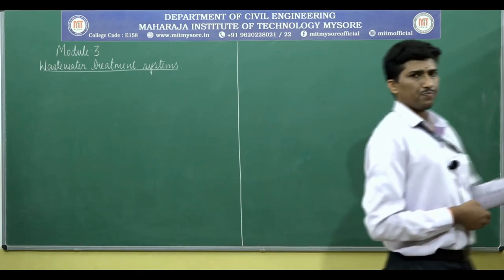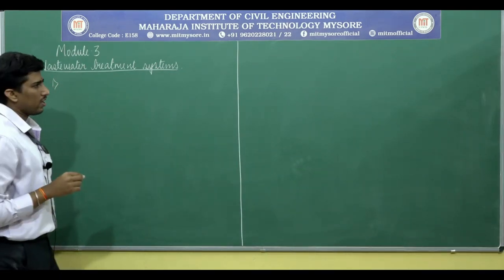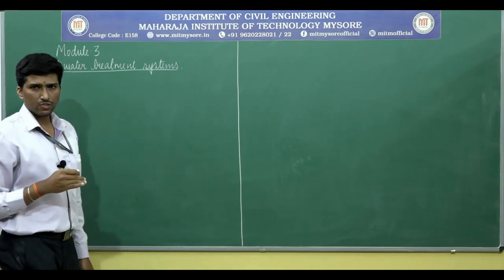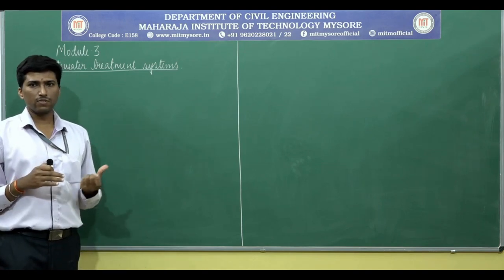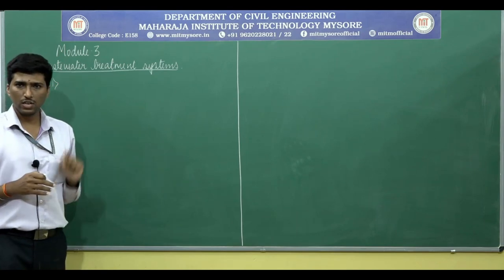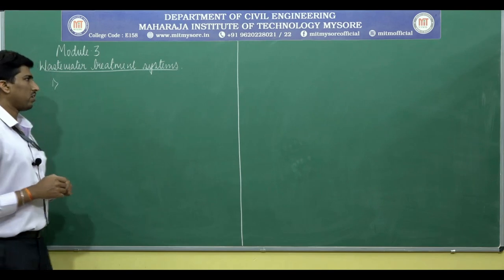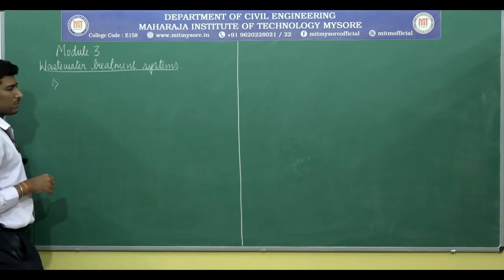Let us first get to know that what level of treatment is required is mainly based upon the characterization. From the characterization, you need to analyze it. After the analysis, what degree of treatment is to be provided? That is majorly discussed in this particular part of Module 3. Module 3 comprises mainly the primary treatment.